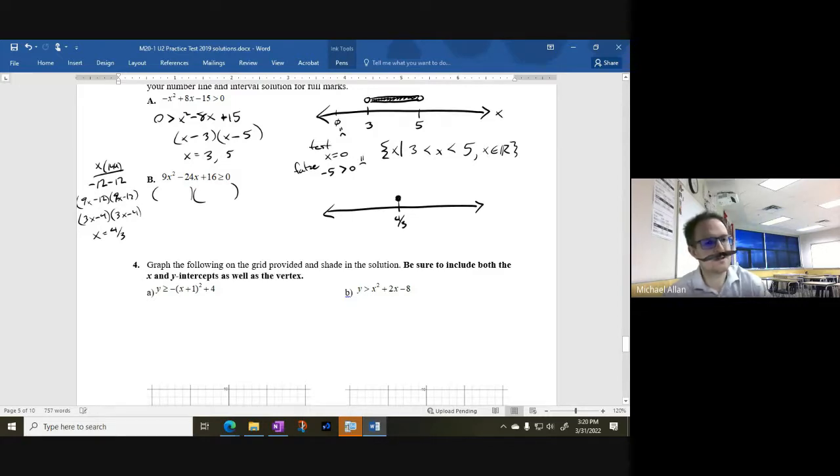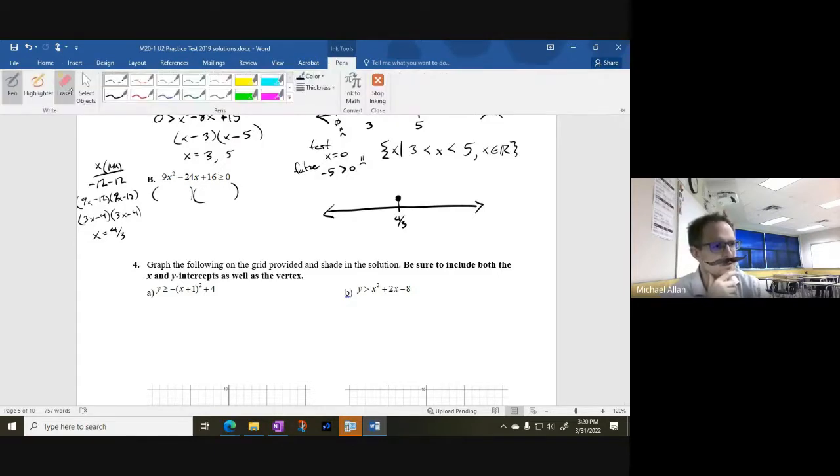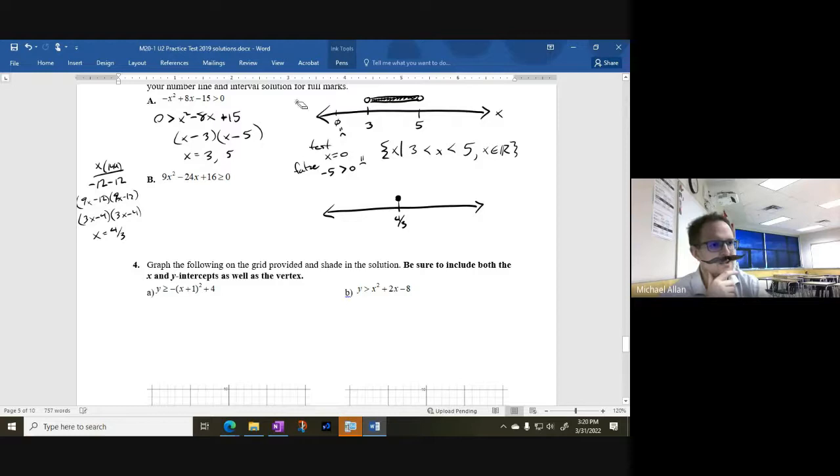There's my dot. Then you get to think, quadratics have this kind of weird thing where it goes in and out. So how do I plot this? What I'm going to do is test both sides. I know 4 over 3 works because it's equal to that. Let's test something over here, maybe 0. If I test 0, I get 16. Is that greater than 0? Oh wow, it is. So this side is true.